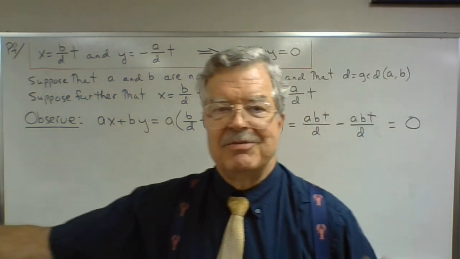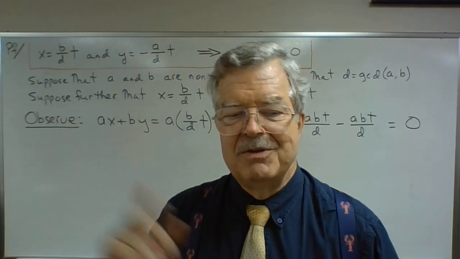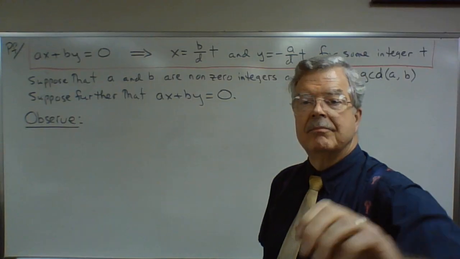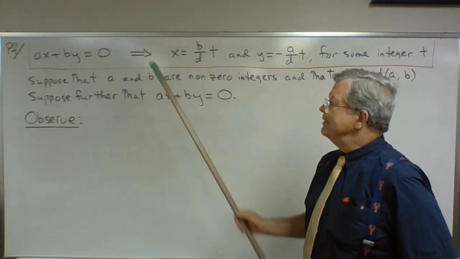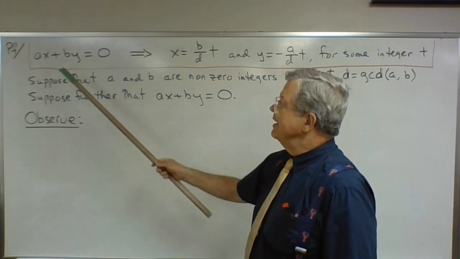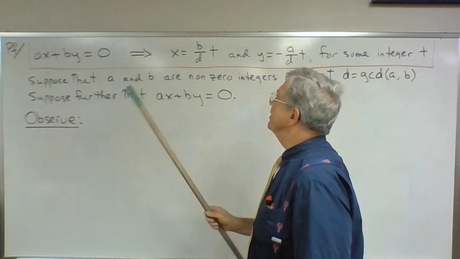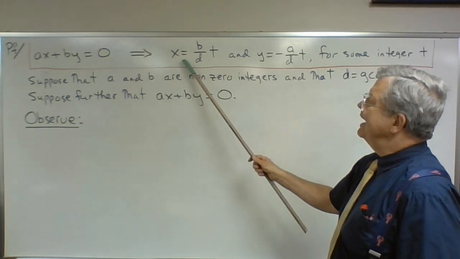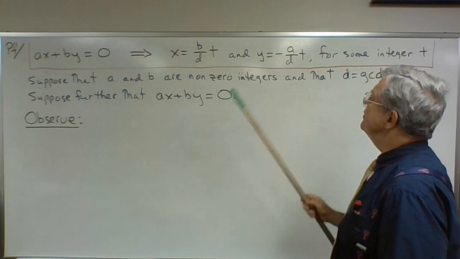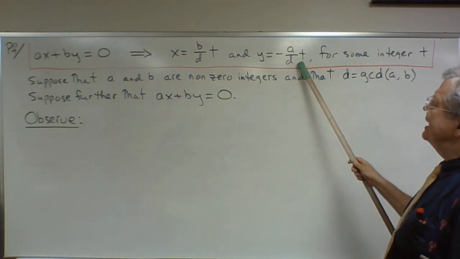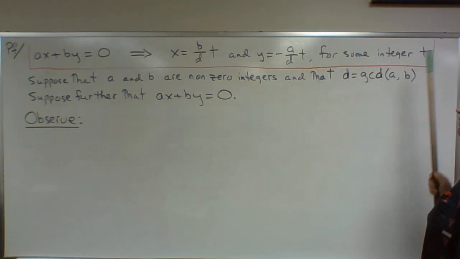I hit the chicken switch. I did the easy part of the proof first. Now we'll do the converse. Okay, we're going back the other direction now. If a linear combination of a and b equals 0, that tells us x has to be equal to b over d times t, y has to be negative a over d times t for some integer t.